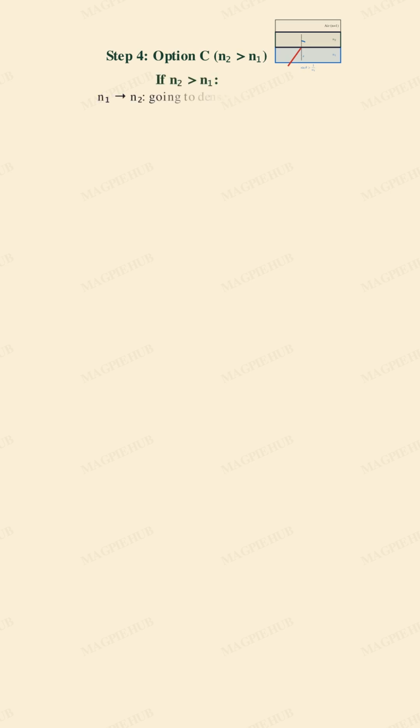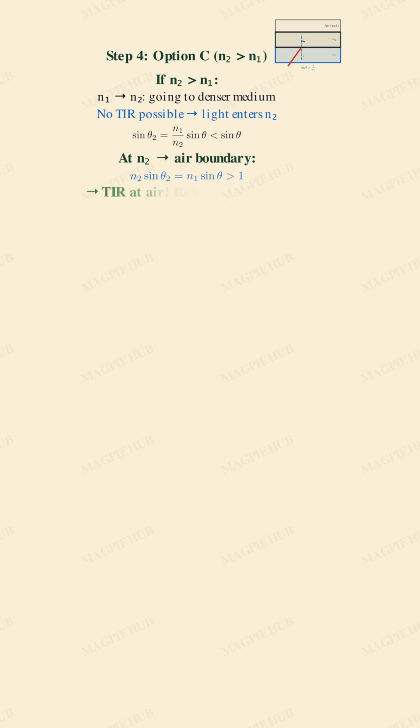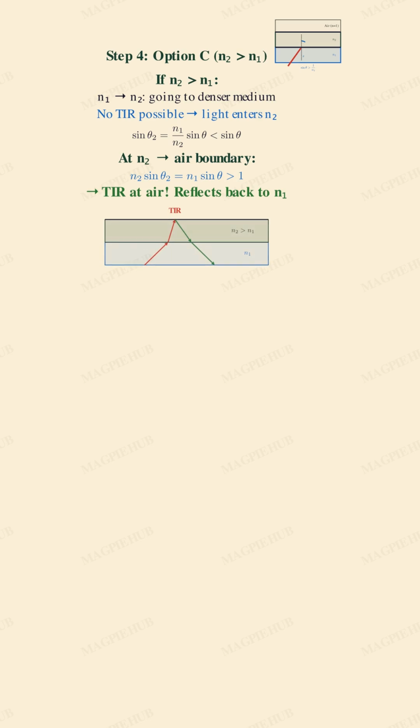Step 4, option C, where N2 is greater than N1. The light goes from N1 to a denser medium N2. No total internal reflection is possible at this interface, so the light enters N2. Inside N2, sin theta 2 equals N1 over N2 times sin theta, which is less than sin theta. The ray bends towards the normal. But at the N2 to air boundary, N2 sin theta 2 equals N1 sin theta, which is still greater than 1. So again, total internal reflection occurs at the air boundary. The light reflects back through N2 into N1. Option C is also correct.